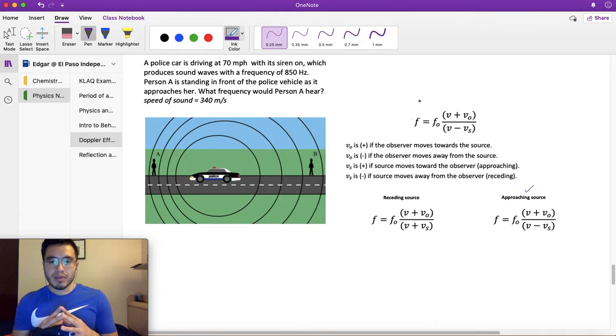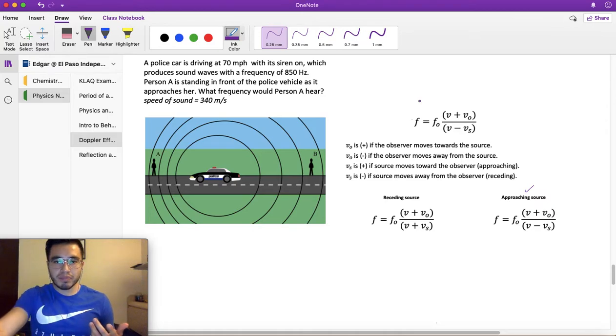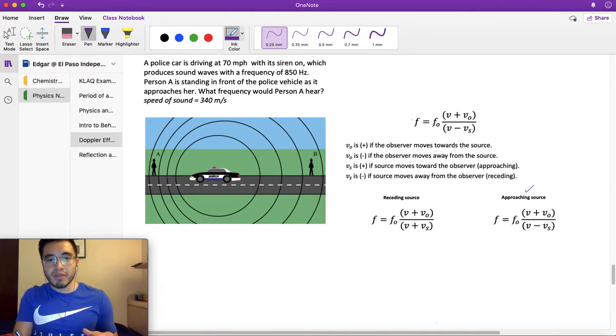Now, the first thing to notice is, as you can see in the picture, the frequency for person A is going to be higher than the frequency for person B. And this is just part of the Doppler effect. And notice the distance between the waves. So if the wavelength is short, then the frequency is high. Okay? Forget that. And we have the equation, F just by itself, is the frequency due to the Doppler effect.